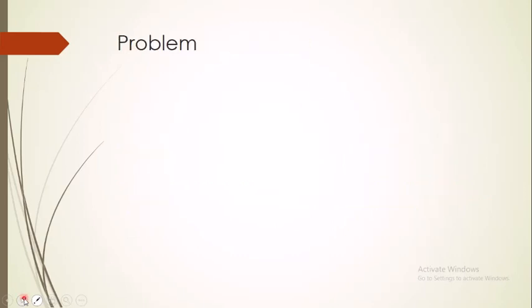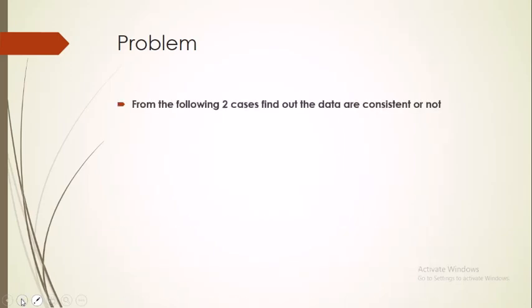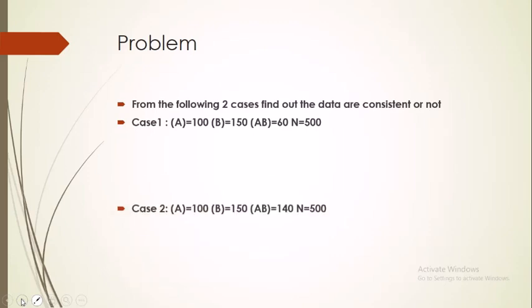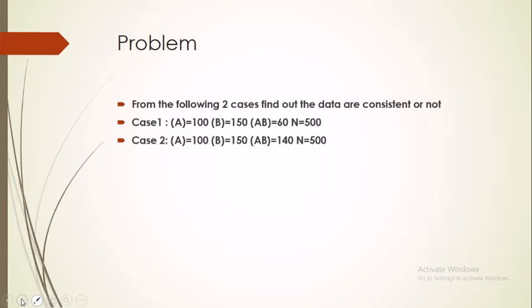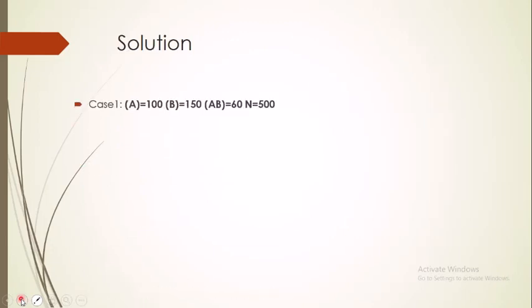Now let's have a look at a problem regarding the consistency of data and check whether the given data set is consistent or not. From the following two cases, find out whether the data are consistent or not. Case 1, where A is equal to 100, B equal to 150, AB equal to 60, N is equal to 500. Case 2, where A is equal to 100, B equal to 150, AB equal to 140 and N is equal to 500.